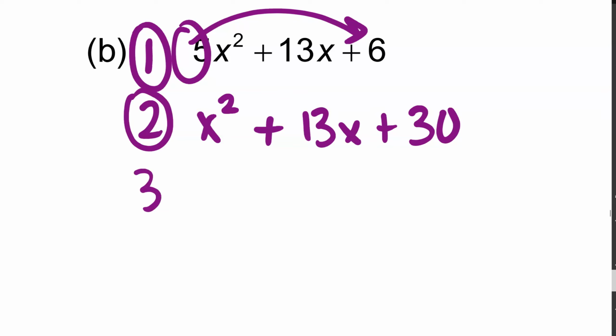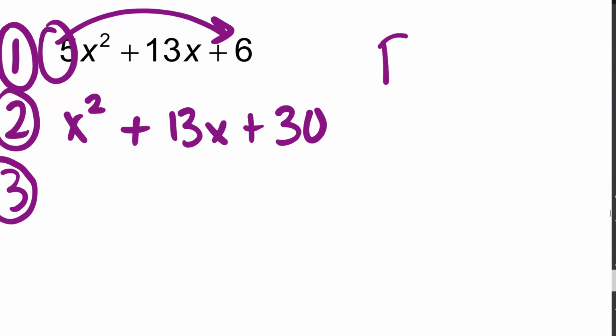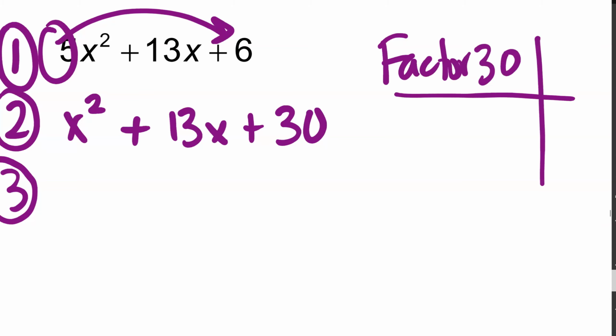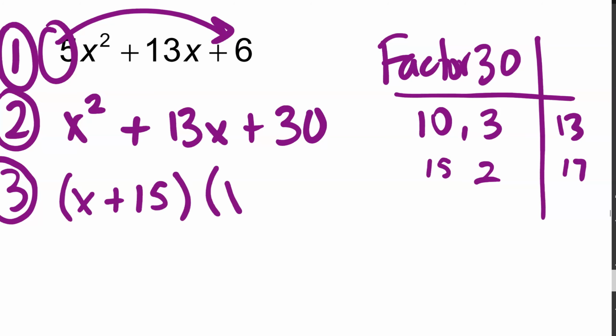Now the third step is we are going to factor. What two numbers will multiply to 30 but add to 13? 10 and 3. Okay, cool. You add them, it's 13. Maybe you thought 15 and 2, trick play, it's 17, doesn't work. So let's write it out. I have x plus 15 and x plus 2.